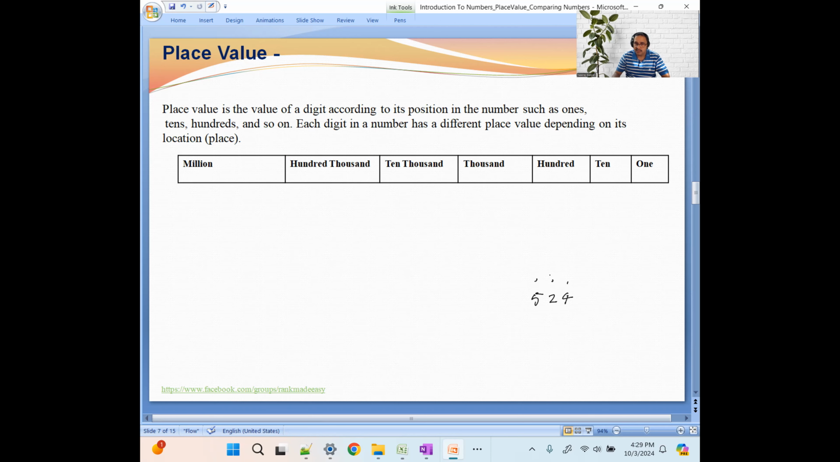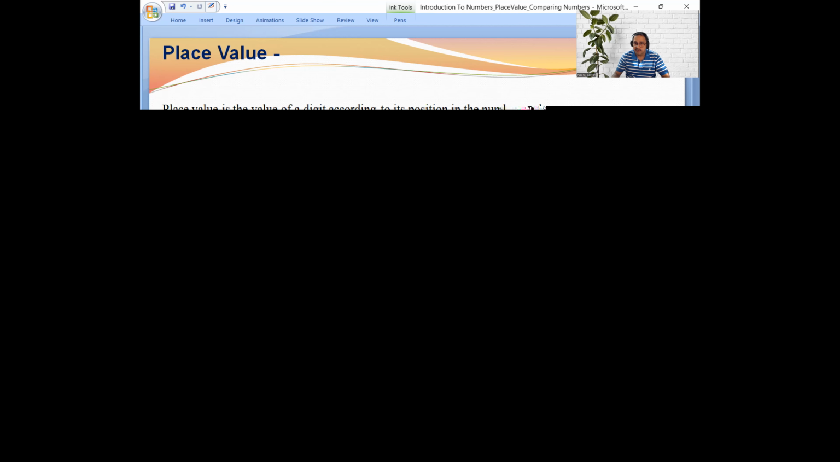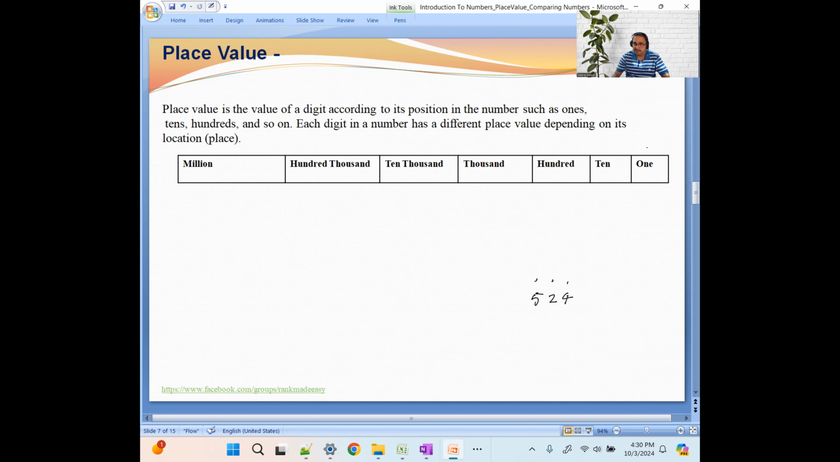Each digit has a value depending upon its place. If you want to find out the place value of any digit in a number, you have to use the place value table, as you can see on the screen. On the rightmost side of the place value table, the first place is for ones or units, then tens, then hundreds, thousands, and so on. What does it mean? If you use this place value table for 524, and start writing the place value on top of the digits, what will you write on top of 4?